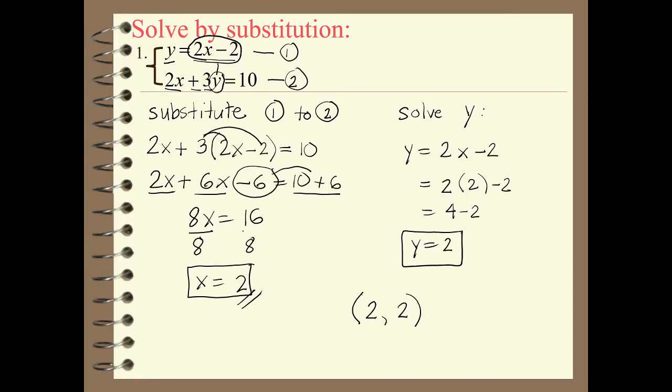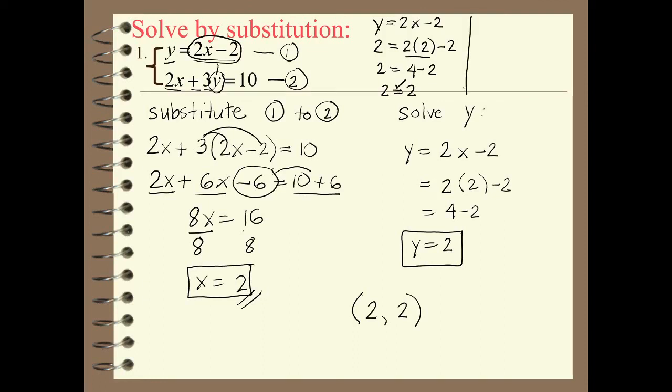The checking is simple. The checking is this. First equation, 2x minus 2. What is the value of y that we solved earlier? 2. And what is the value of x that we solved earlier? 2 minus 2. Substitute only. Then you bring down 2. What is 2 times 2? 4 minus 2. Then you have 2 is equal to 2, which is correct.